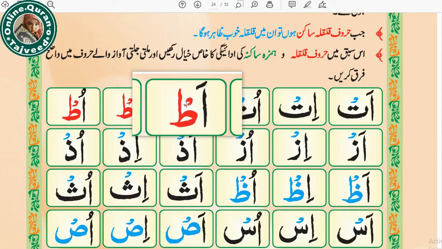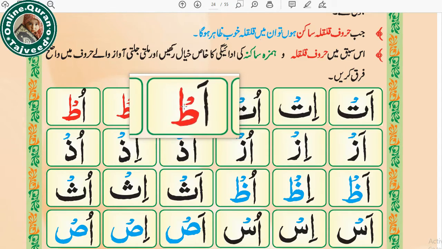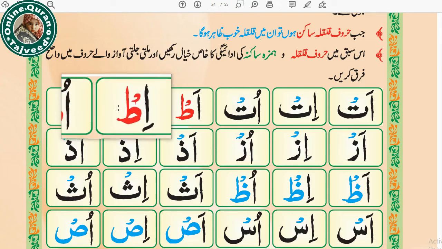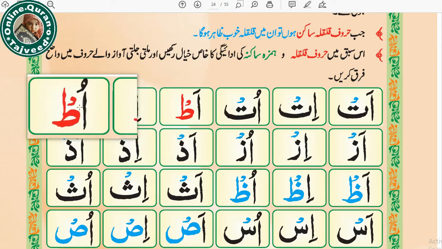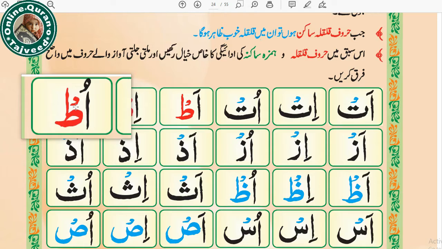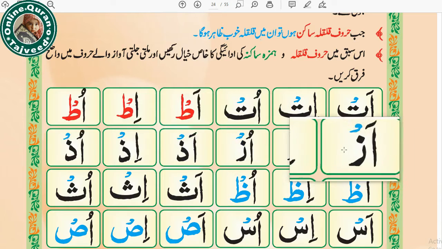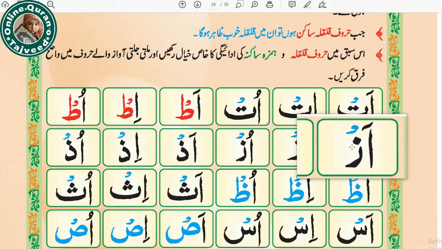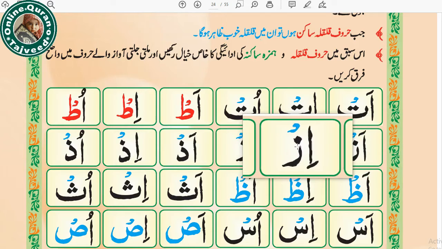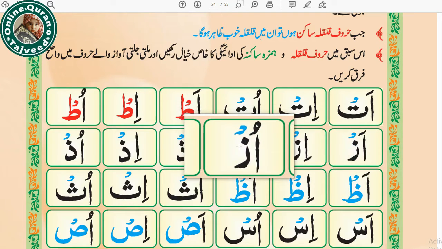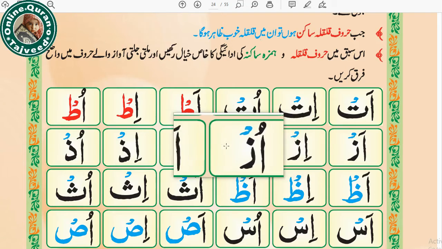I will read, and you will repeat after me. Alif Ta Fatha At, Alif Ta Kasra It, Alif Ta Dhamma Ut. At, It, Ut. Next, Za letter. Za is not a Qalqala letter. Alif Za Fatha Az, Alif Za Kasra Iz, Alif Za Dhamma Uz. Az, Iz, Uz.